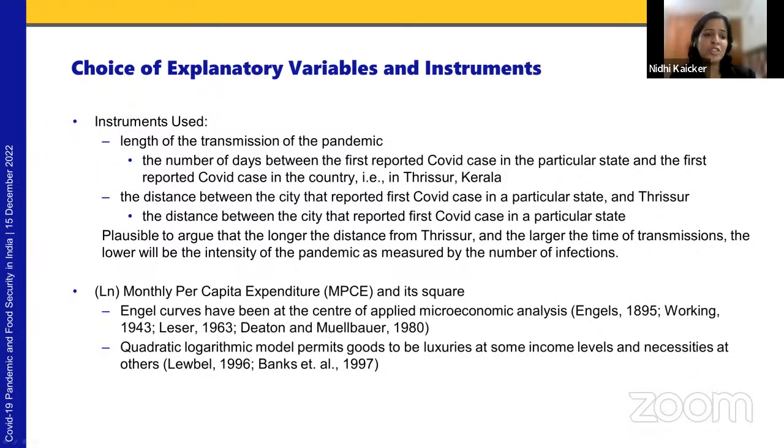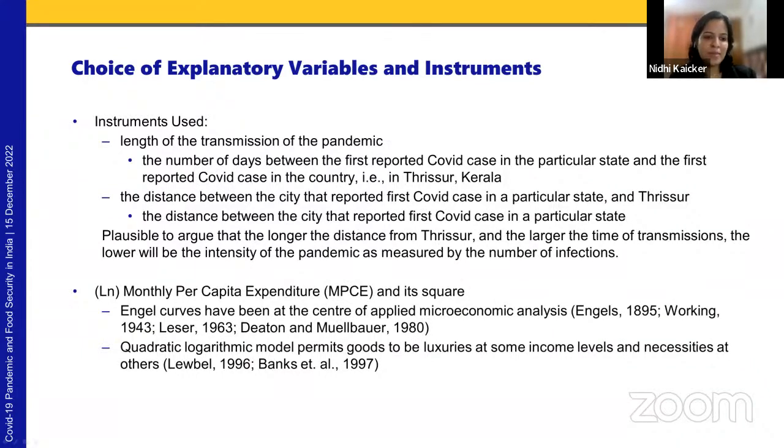We feel that the relationship between our instruments and the dependent variables is far from direct. And while these instruments directly influence COVID-19 cases in a state, they affect food expenditure shares and index of dietary diversity only indirectly. So our instruments are not just strong instruments, but they also satisfy the exclusion restriction.